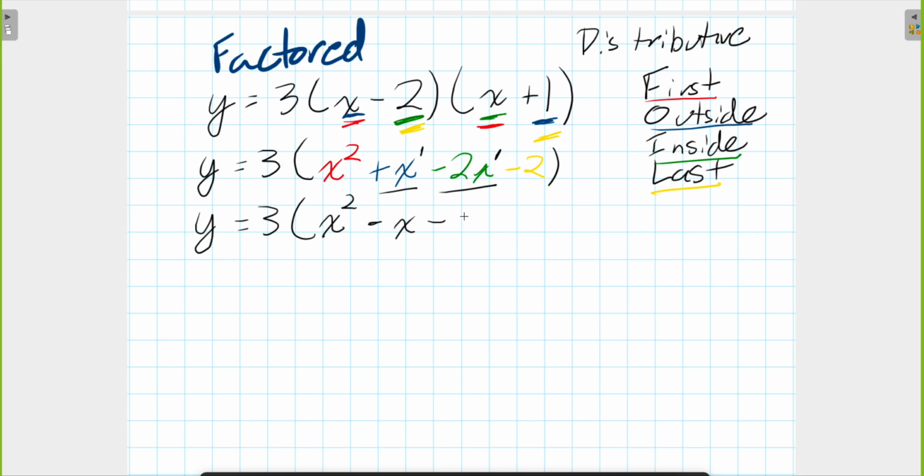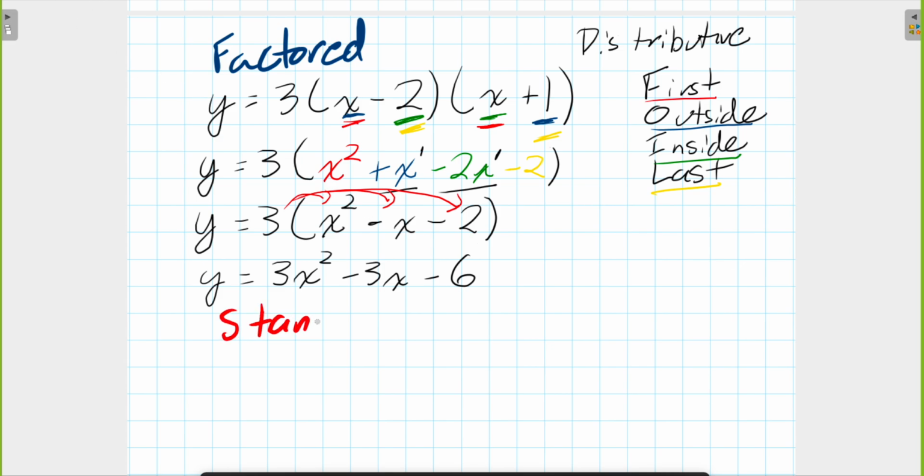And then finally, we have negative 2. So we've collected the terms here. The last thing we got to do is, again, another set of distributive property. But because there are 3 terms, we have to multiply the first term by all 3 of them. Okay? So when we do that, we get y is equal to 3x squared minus 3x, and then minus 6, okay? And this is our standard form. So we've gone through that process of using distributive property.